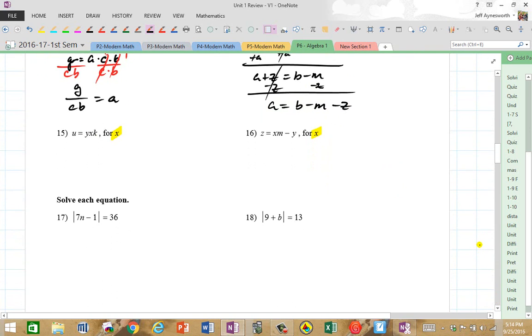Okay, now in this one, I get u is equal to y times x times k, and I need to solve for x, this one. So I do the inverse of multiplying. I divide both sides by yk.